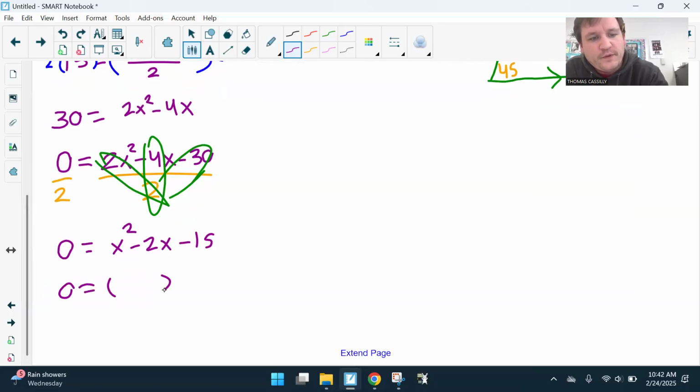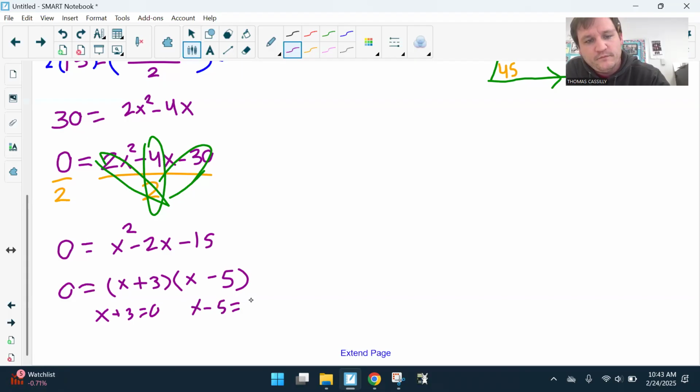0 equals, what do we got? x times x for sure. And then I'm going to say probably a 3 and a 5. It's a -2 when I add them together, so that means the bigger of the two numbers needs to be the negative. So that's the factoring. Don't forget the easy part. Set each factor equal to 0. You got x minus 5 equals 0. Therefore, x equals -3. And x equals 5. Now, we're not done. We could be done, but we're not.